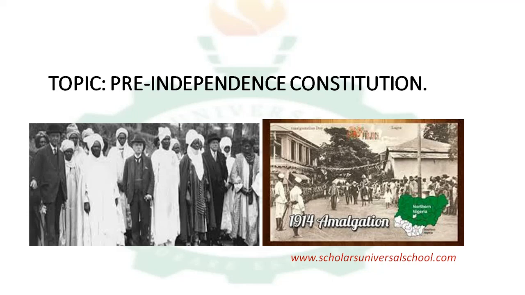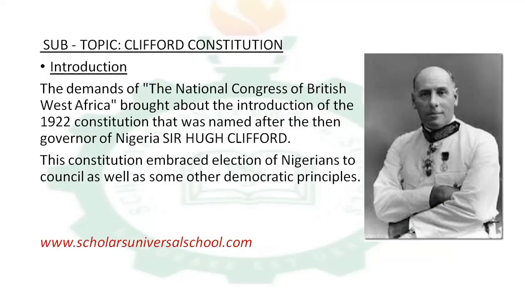So we now look at the various pre-independence constitutions which we had in Nigeria. We had the Clifford Constitution, the Richards Constitution, the Macpherson Constitution, as well as the Lyttelton Constitution. We shall be taking each of these pre-independence constitutions one after the other.